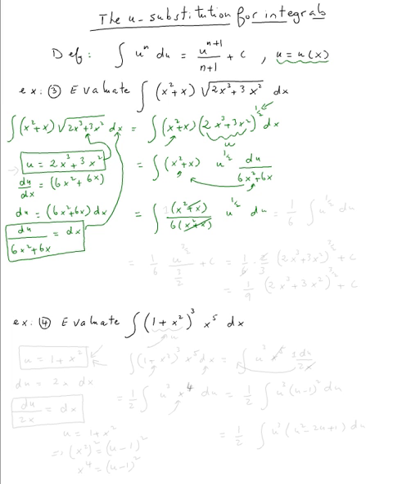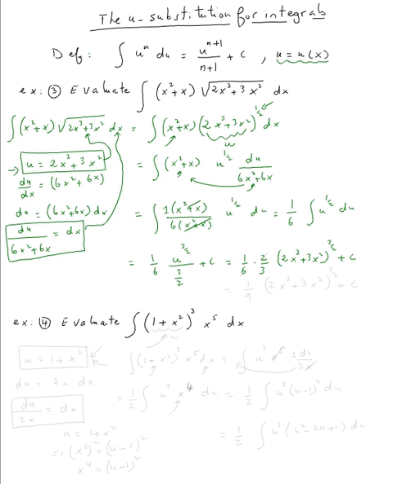Now this is going to be gone, and this will be equal to 1 over 6. I can take the constant outside, which is 1 over 6, times the integral of u to the 1/2 du. Now I'm using my definition. So this will be equal to 1 over 6 times u to the 1/2 plus 1, which is 3/2, divided by 3/2, plus a constant. Dividing by 3/2 is the same thing as multiplying by 2/3. And my u is right here, 2x cubed plus 3x squared, to the 3/2 plus C.